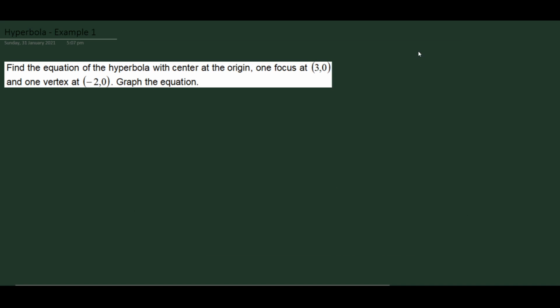Okay, everyone, let us now try to solve the first problem. We need to find the equation of a hyperbola with a center at the origin, one focus at (3, 0), and one vertex at (-2, 0). And also graph the equation.